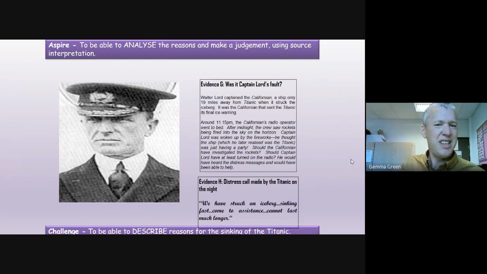However, should the Californian have investigated the rockets, should Captain Lord have at least turned on the radio, he would have heard the distress messages and would have been able to help. So evidence H is actually a distress call made by the Titanic on the night, so probably at the same time that the rockets were being fired.